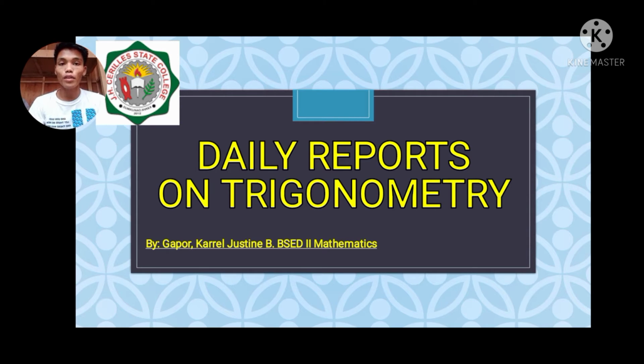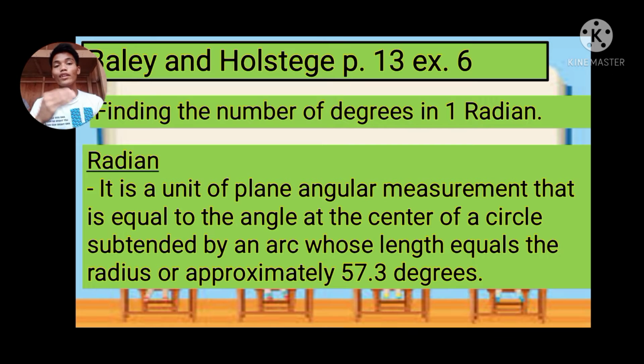Our first topic this morning, we can find in page 13, example 6. It's all about how we're going to find the number of degrees in one radian, or what is the equivalent of one radian in degrees. First, let's have a little background about radian. A radian is a unit of plane angular measurement that is equal to the angle at the center of a circle subtended by an arc whose length equals the radius, or approximately 57.3 degrees.